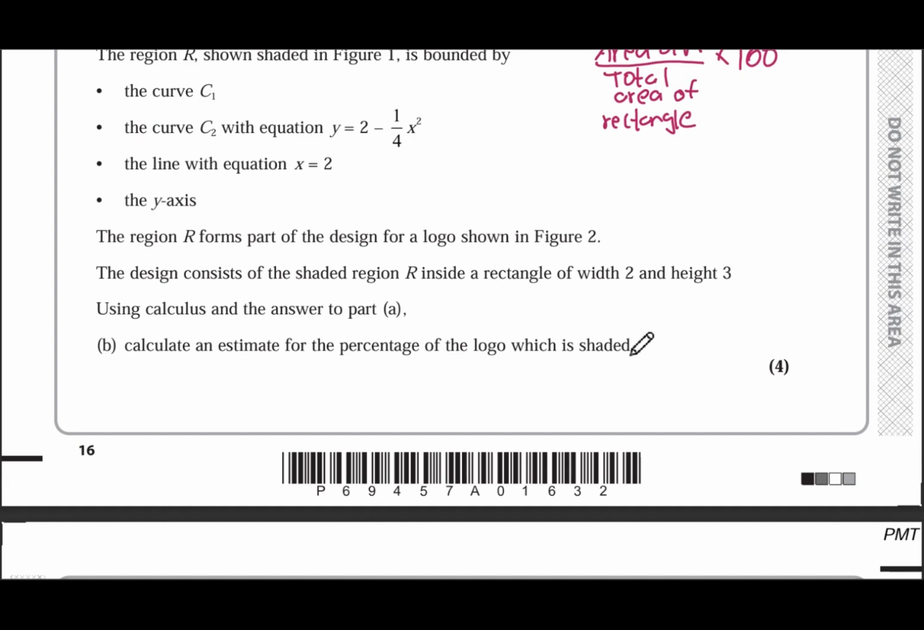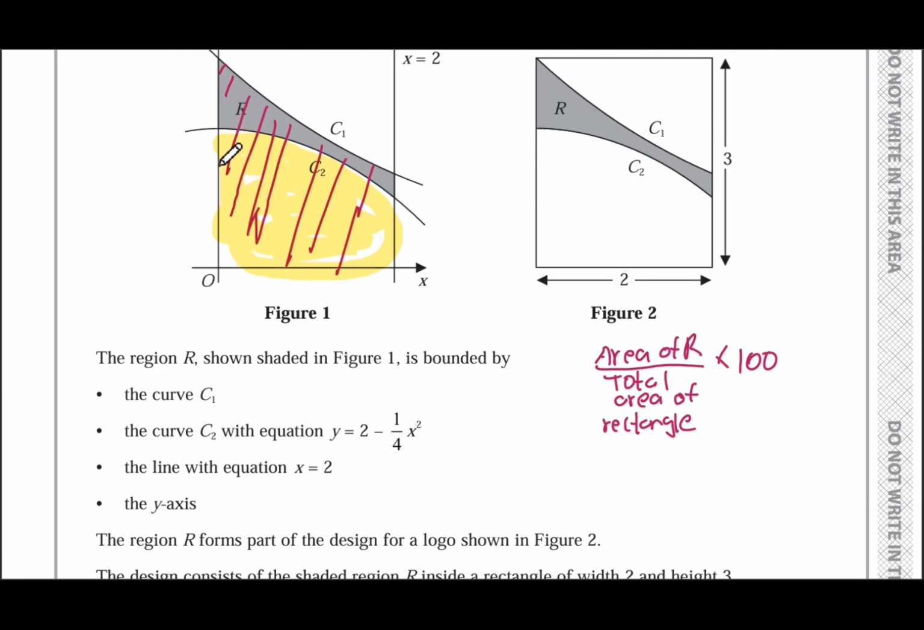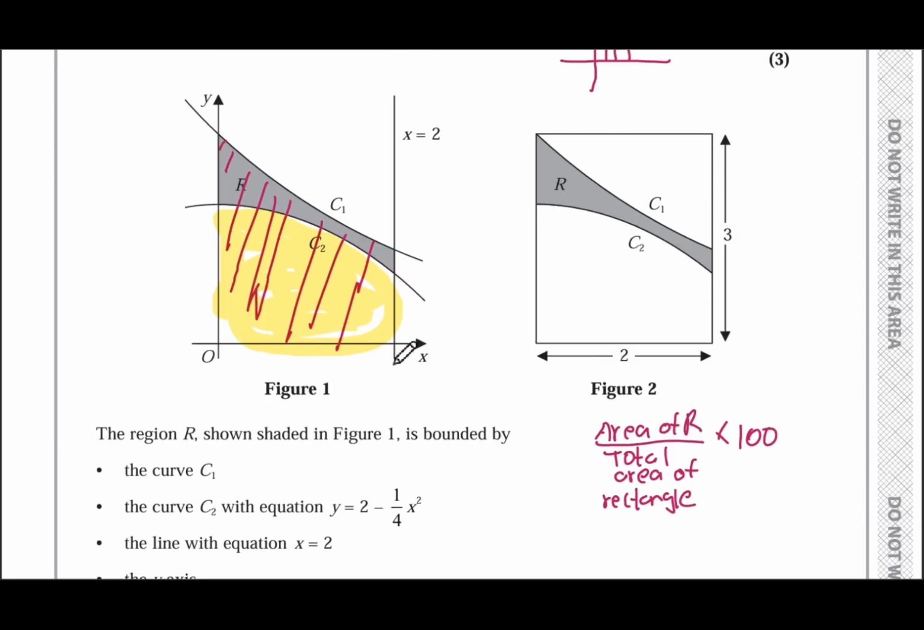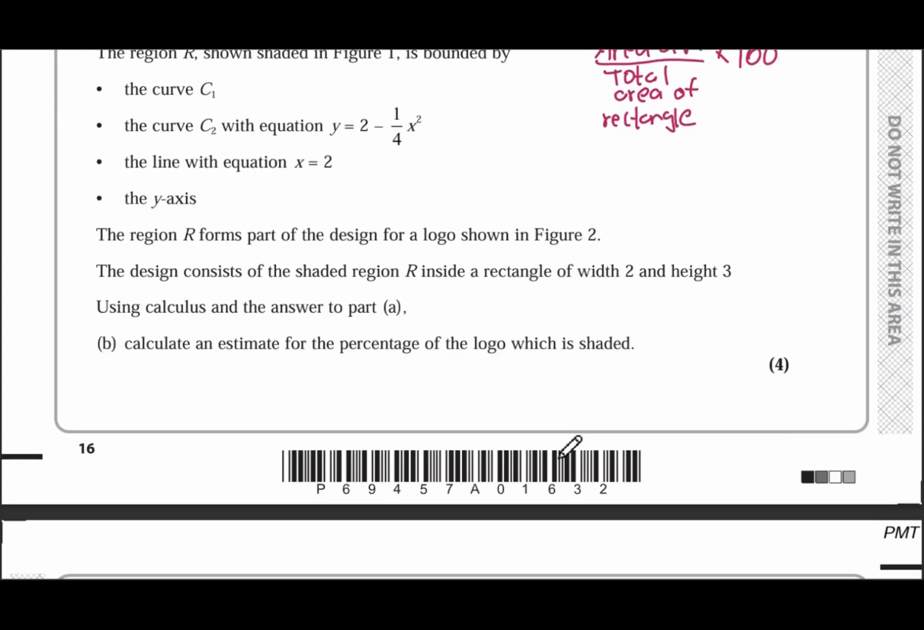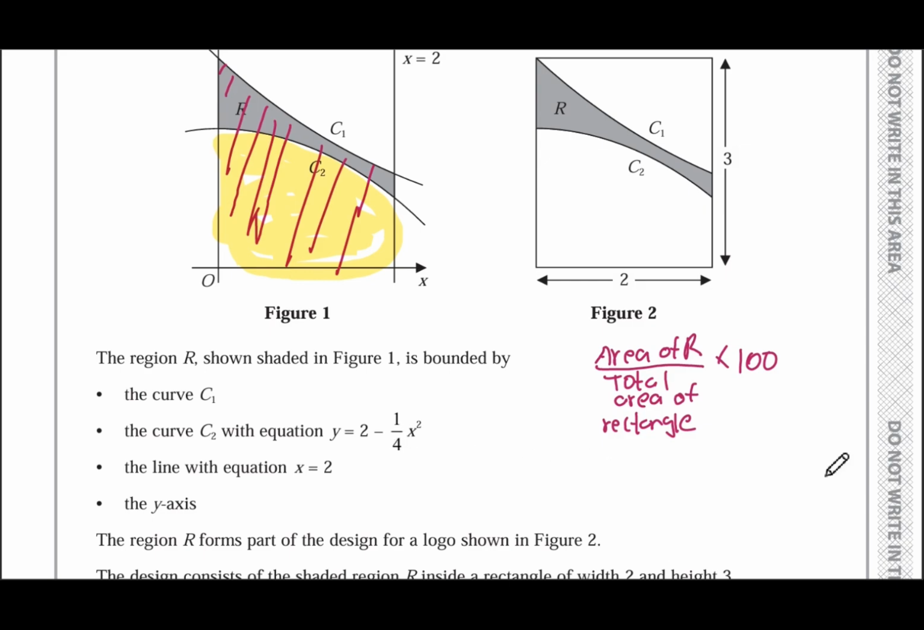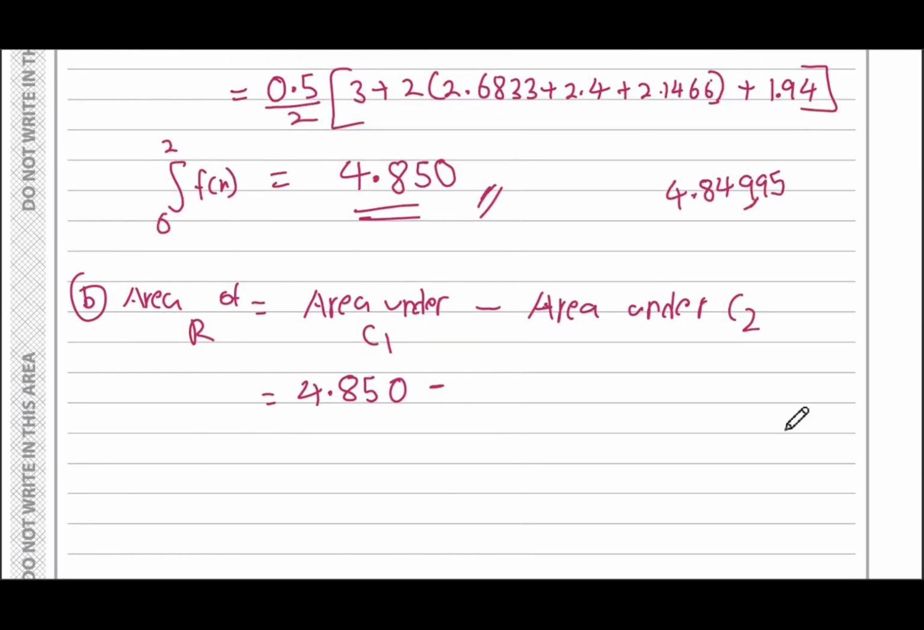How would I find the area under C2? It would be the integration of the C2 equation they have given, with the limits x equals 2 and 0. That is the yellow area. If I integrate 2 minus 1 over 4 x squared between 2 and 0, this would be minus the integral of 2 minus 1 over 4 x squared, between 2 and 0, guys.